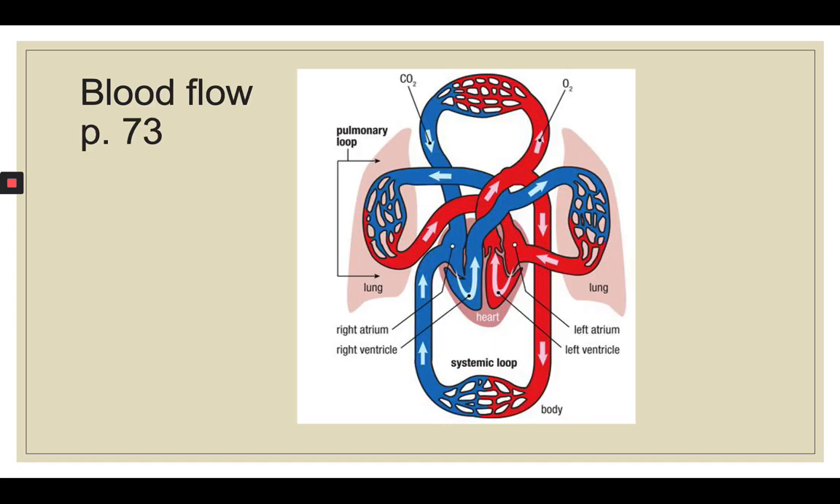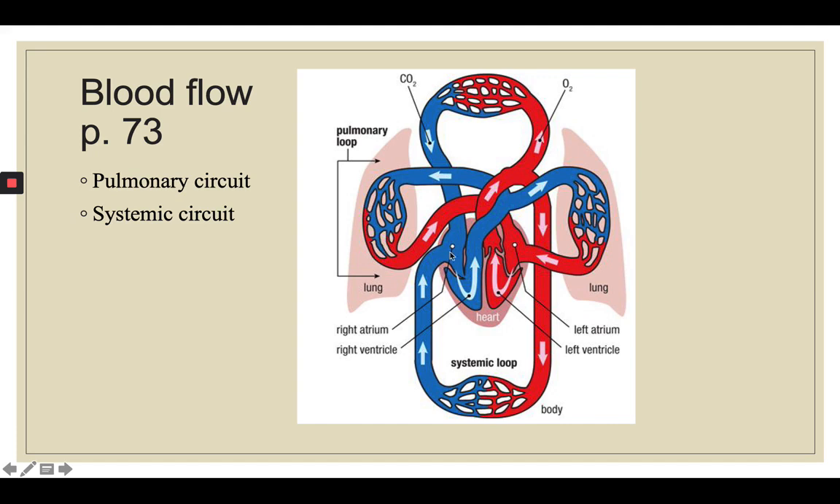Now let's talk a little bit about blood flow. This is a nice diagram showing you that we have two different circuits of blood. We have the pulmonary circuit, which again means lungs, and we have the systemic circuit, which is about your whole body, your body system. So if we start in the heart, we have blood coming back from the body, and it's deoxygenated, and we're denoting it with blue blood.